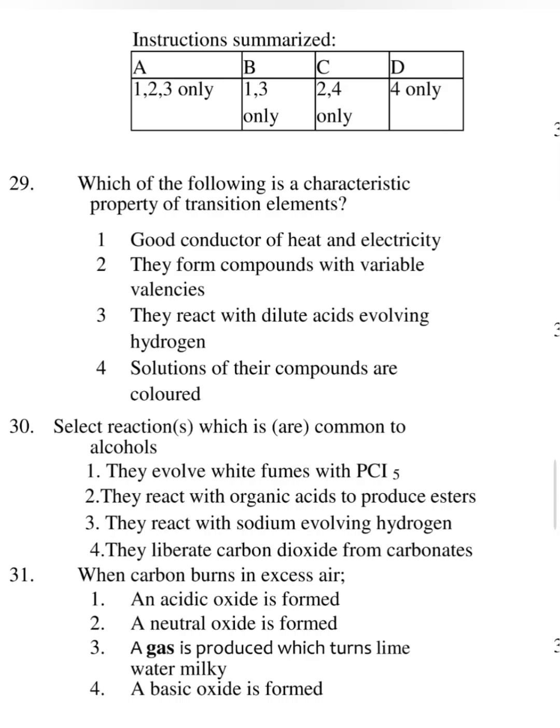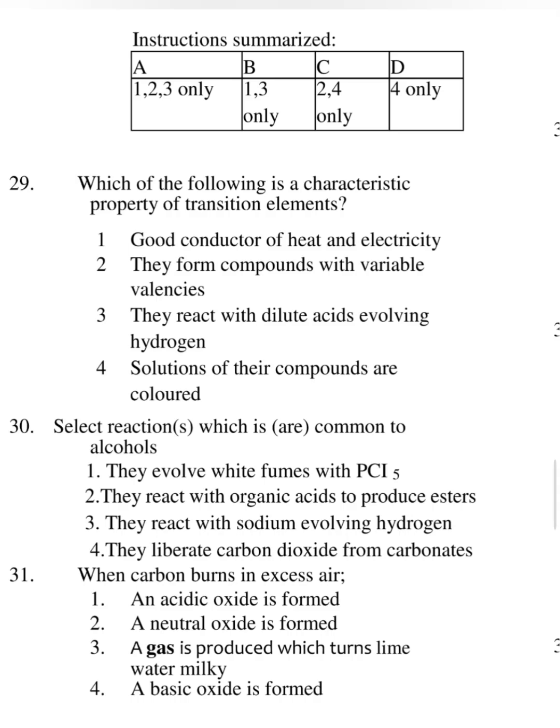In number 29, which of the following is a characteristic property of transition elements? So the property that is common to transition elements only. 1. Good conductor of heat and electricity. No. This is common to all metals. Transition elements are metals. They are not the only metals. We also have groups 1, 2, and to a certain extent group 3, which are metals. So 1 is not correct.